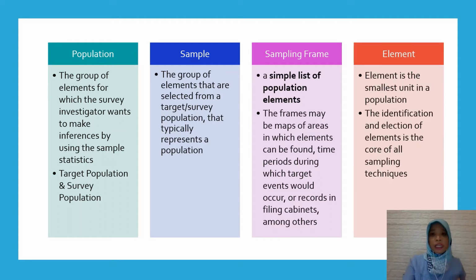So what's actually an element? Element is the smallest unit in a population. If our population is again the whole Indonesia, then our element will be one Indonesian citizen. So the identification and selection of the elements is the core of all sampling techniques. Basically in sampling we are selecting a group of elements to be our sample.